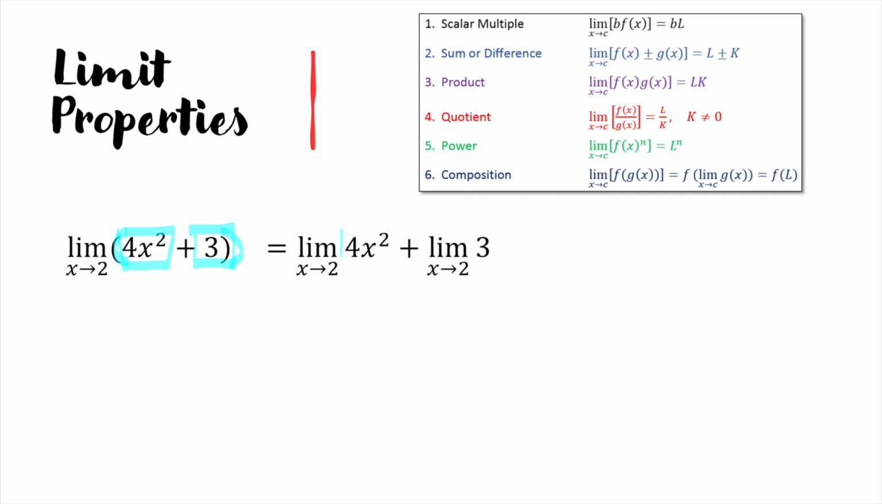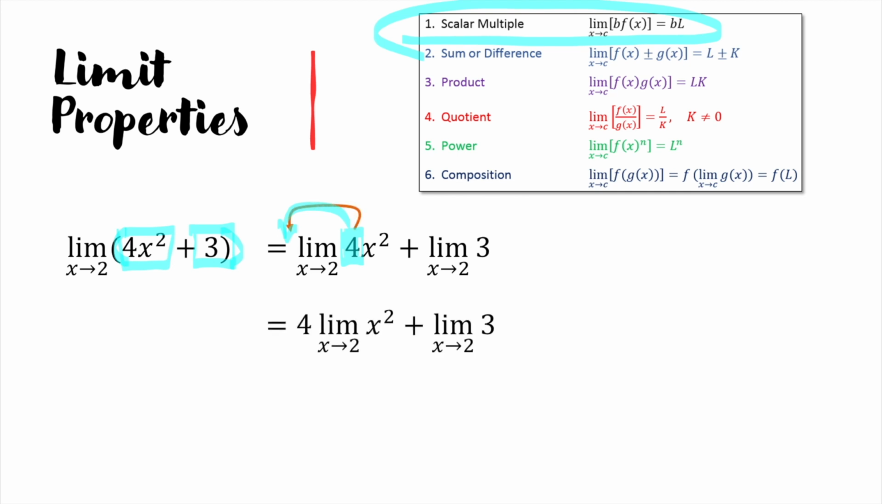Now when I separate them, 4x squared is first, and that 4 is actually a scalar multiple. So we're talking about this first property here. So the 4 can actually just come out. So now I have 4 times the limit as x approaches 2 of x squared plus the limit as x approaches 2 of 3. You can take that 2, plug it right in. 4 times 2 squared plus 3 is 19.